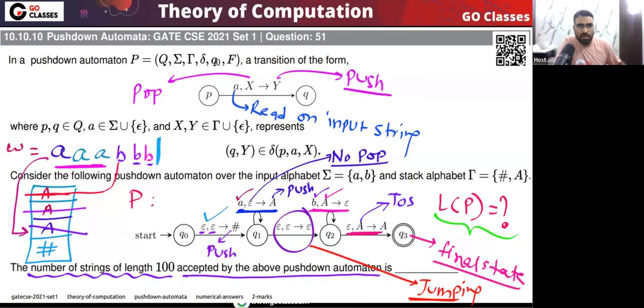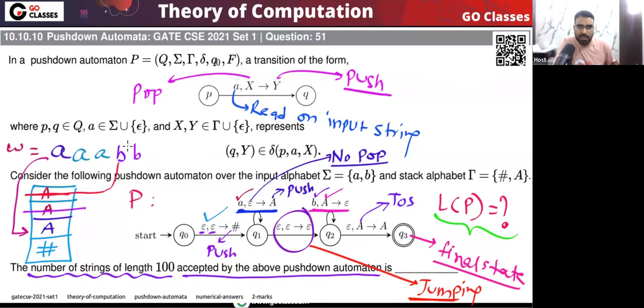Yes or no? Because remember, here you can see, if I want to go to the final state q3, then on top of the stack there should be a. So what it means, you can see that this string does not belong to the language, because if you want to go to the final state q3 from q2, then on top of the stack there should be a. So can I say the number of a's must be more than the number of b's? Please tell me.